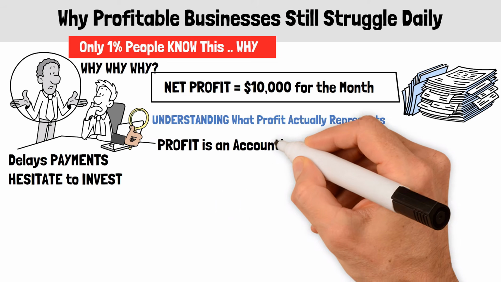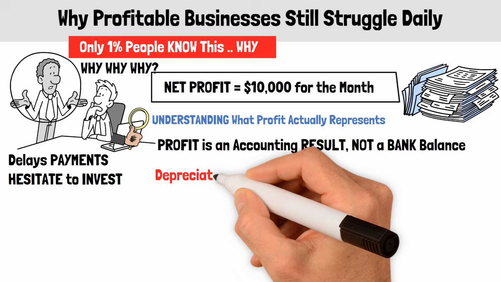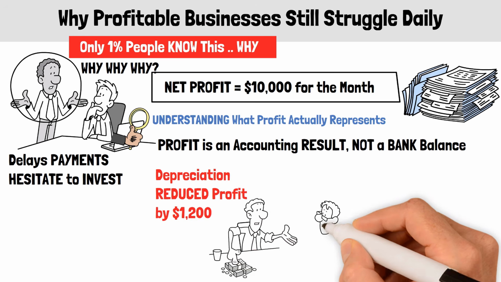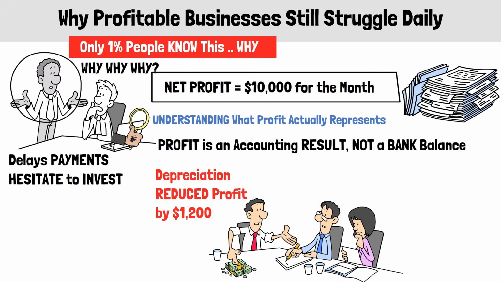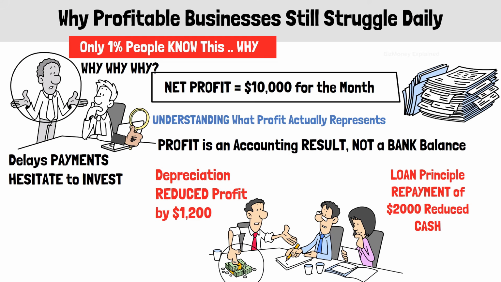Profit is an accounting result, not a bank balance. In our example, depreciation reduced profit by $1,200, but no actual cash left the business for that expense this month. On the other hand, loan principal repayment of $2,000 reduced cash, but it never appeared on the profit and loss statement at all. This mismatch creates confusion.